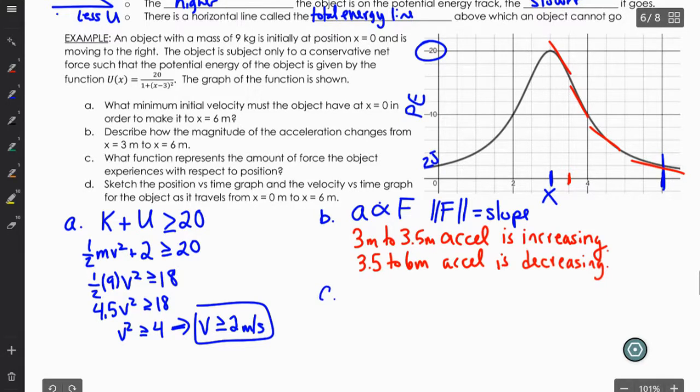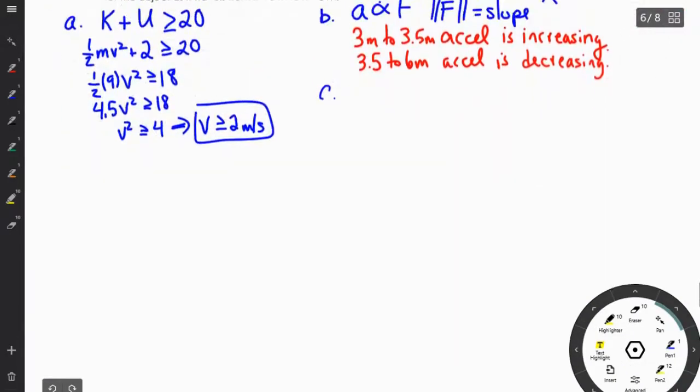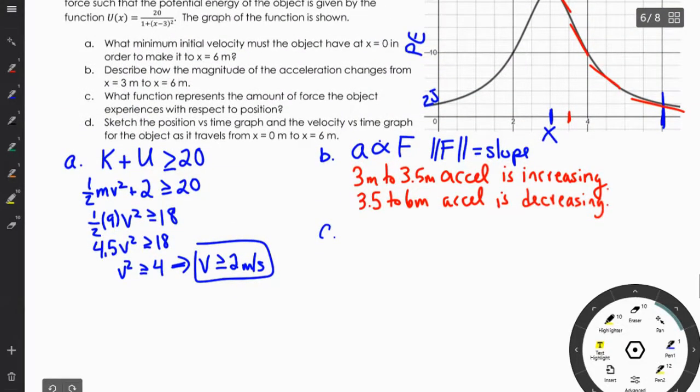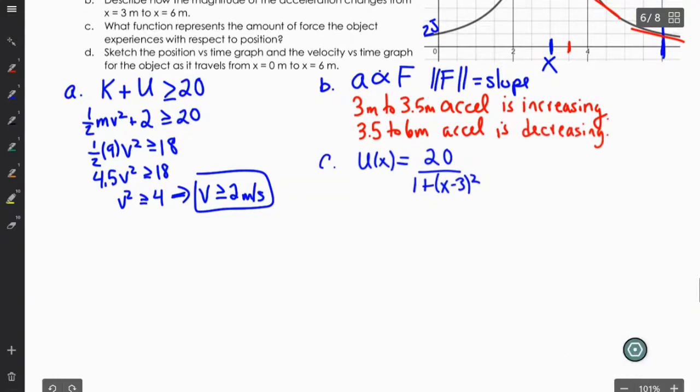Part C is the fun part of this problem. It's really going to test our calculus ability here. So I'm just going to write the function down real quick. So U of x equals 20 over 1 plus (x minus 3) squared. The question says, what function would represent the force? And so we need to take the derivative of this. So force, remember, is the negative derivative of the potential energy function.